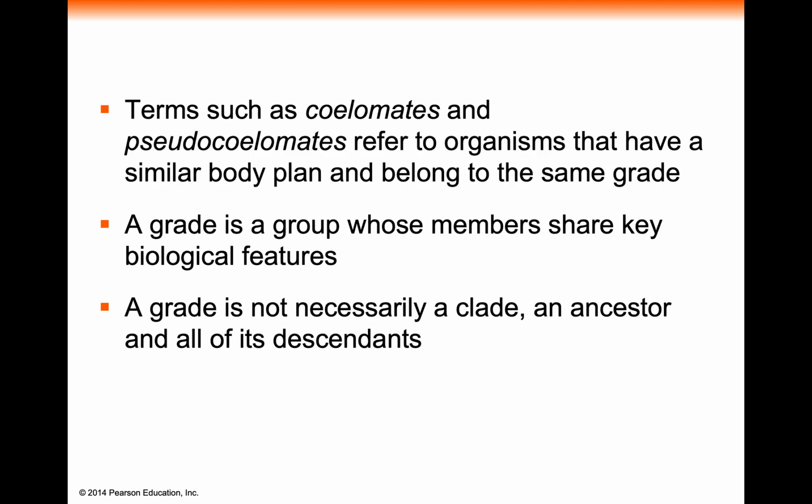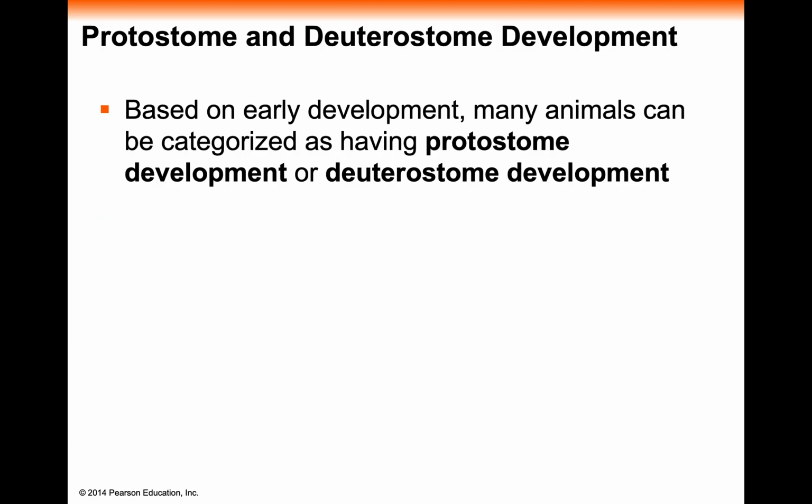A grade is a group whose members share key biological features. So if you think about it like coelomates is a grade, there's a lot of animals that have body cavities. Like earthworms have body cavities. I really don't think I'm that closely related to an earthworm. So that's why that's considered a grade. A grade is not necessarily a clade, an ancestor of all of its descendants. And so remember, we do collectively call them this generic term of coelomates, but that doesn't mean they're all that closely related. They've diversified a lot. It's a key trait that just kind of kept on going.